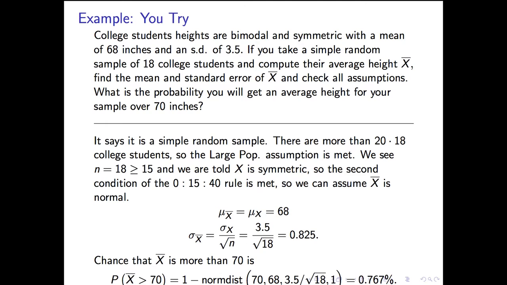All right, let's go through it. It says it's a simple random sample. That assumption is met. There are more than 20 times 18 college students, so the large population assumption is met.